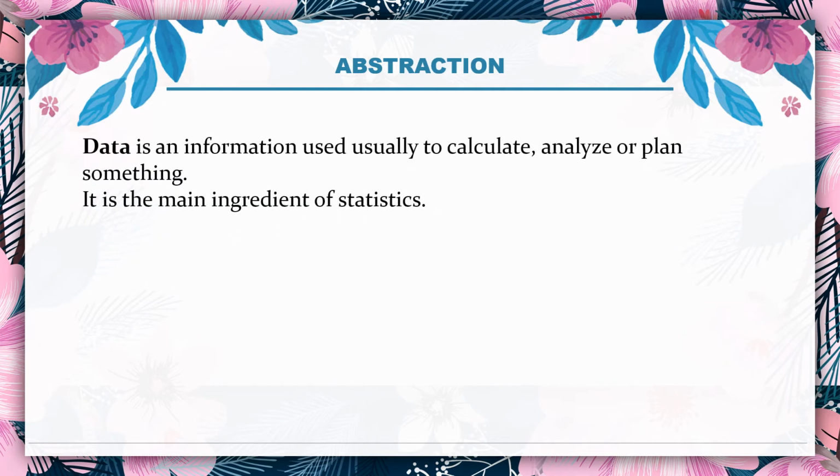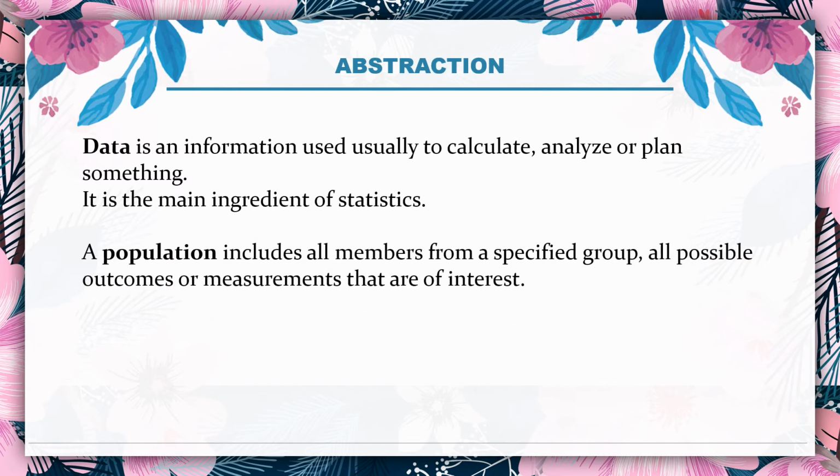Data is information used usually to calculate, analyze, or plan something. It is the main ingredient of statistics. That is data. The next term that we need to know is a population. What is a population? A population includes all members from a specified group, all possible outcomes or measurements that are of interest. So population is your subject, but it is all members from a specified group. So that is your subject of the experiment.